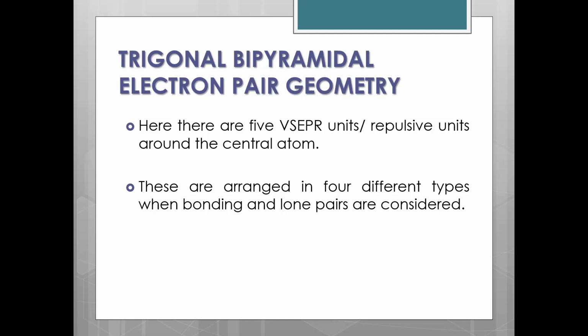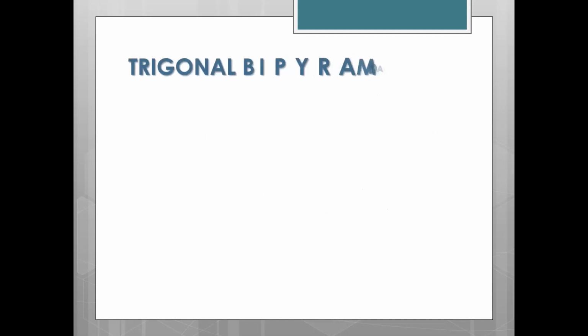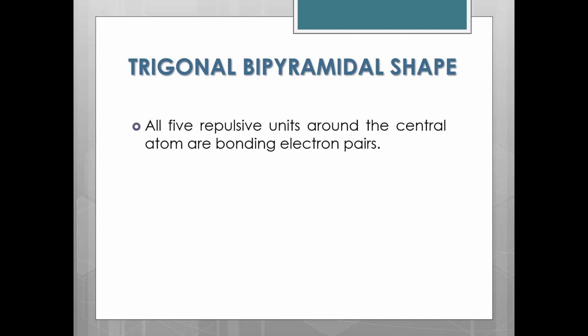Under this electron pair geometry, you can see 4 different types when bonding and lone pairs are considered. The first one is the trigonal bipyramidal shape. Here, all 5 repulsive units around the central atom are bonding electron pairs.